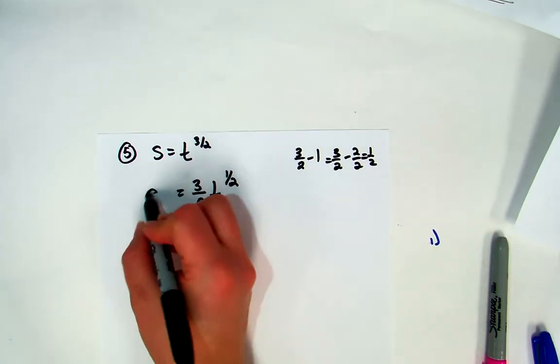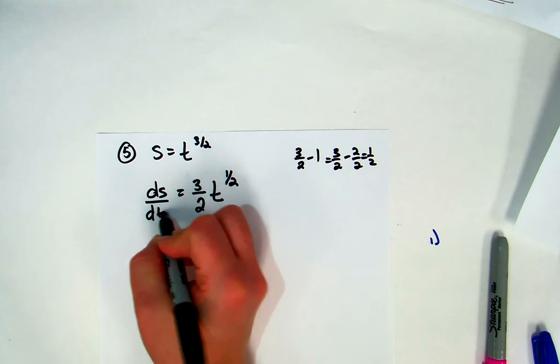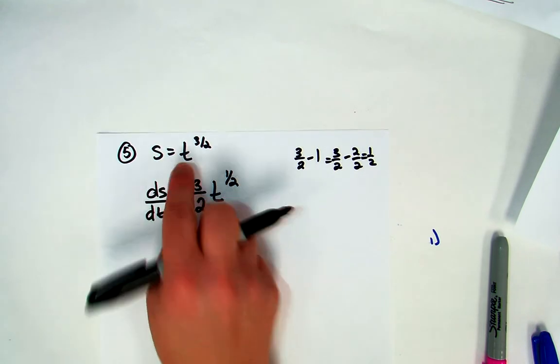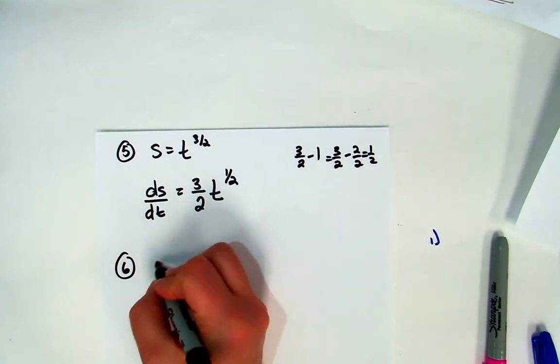And I'm going to match what's happening. I'm going to call this ds dt, because s is like my y and t is like my x.